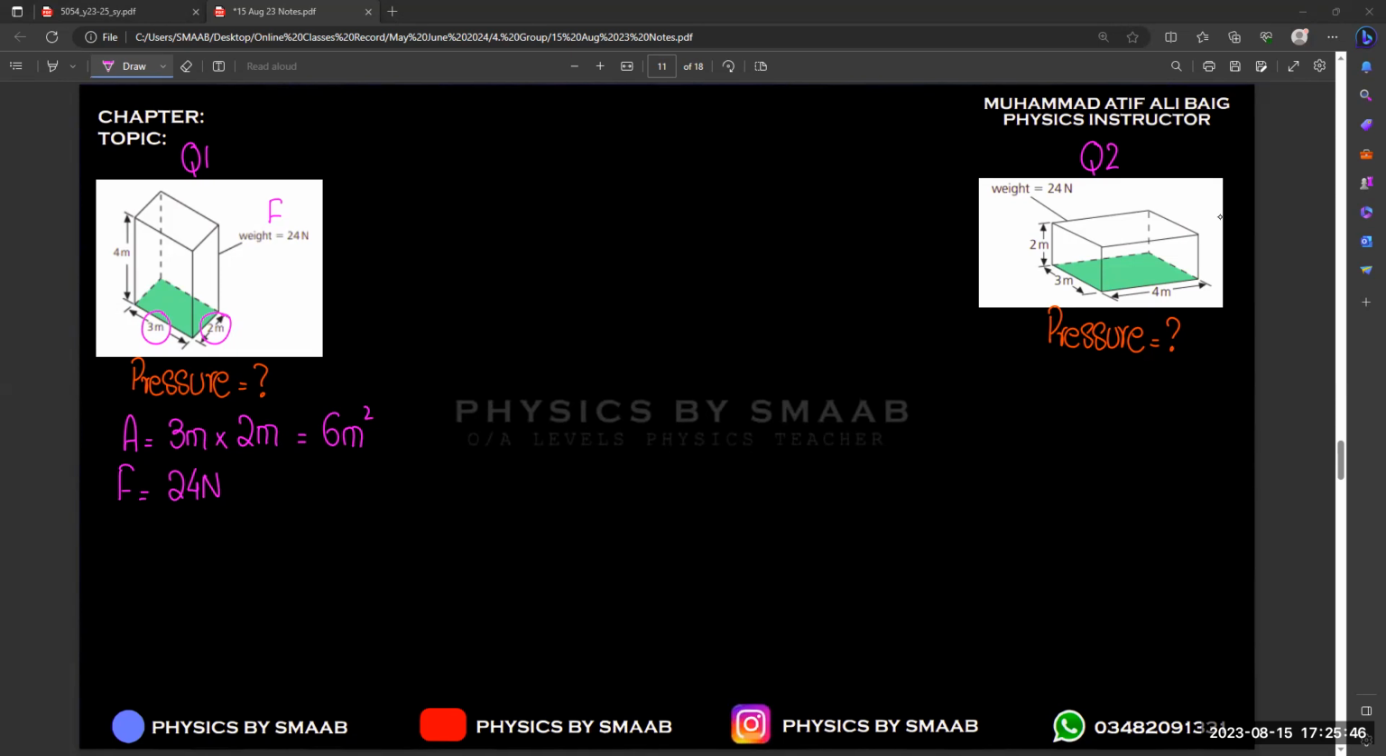Because what is the concept? The concept of area. Because the weight of both blocks is the same. So now the pressure depends upon the contact area with the ground. Because in this diagram, area will be equal to 12 meters square, right? And force remains the same.